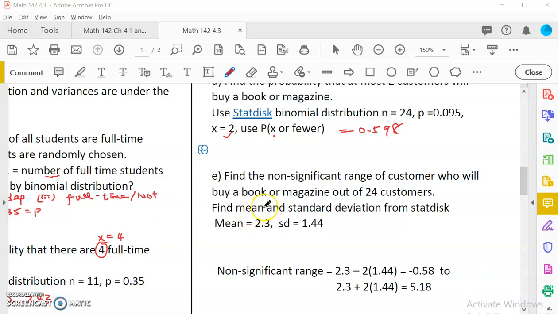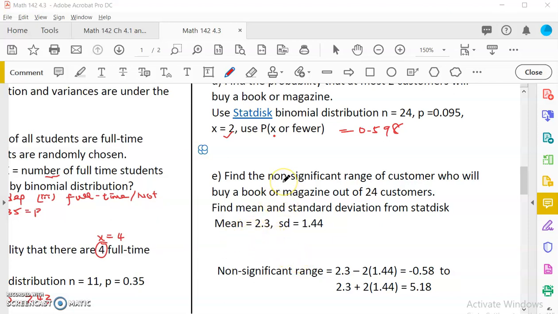We are looking at some more examples on finding probability of something that can be modeled by binomial distribution. In particular, we want to look at the use of finding the non-significant range using the parameter mean and standard deviation.